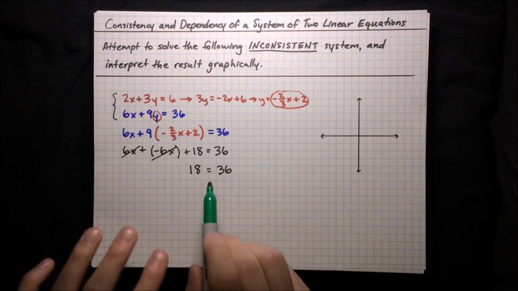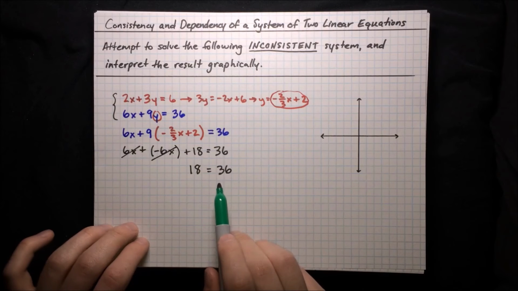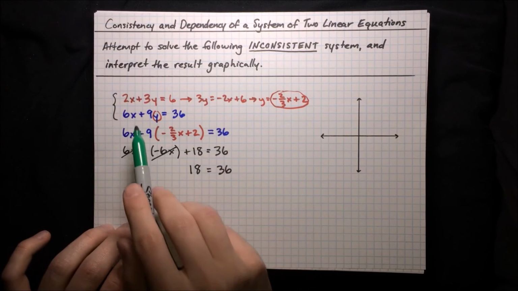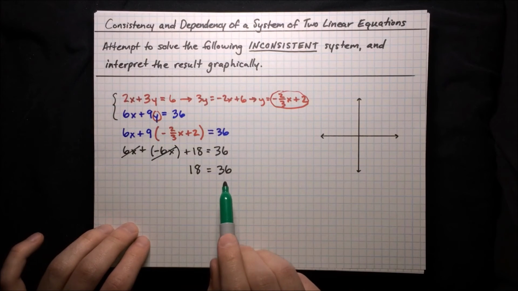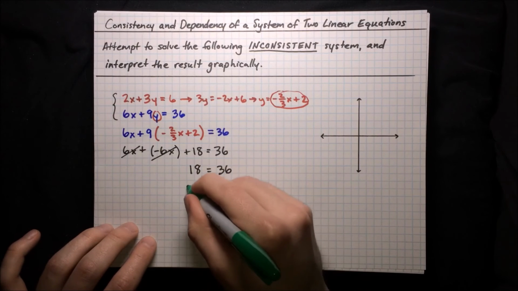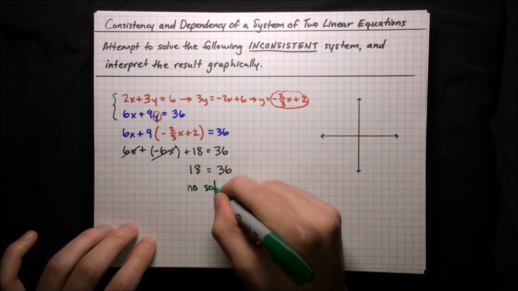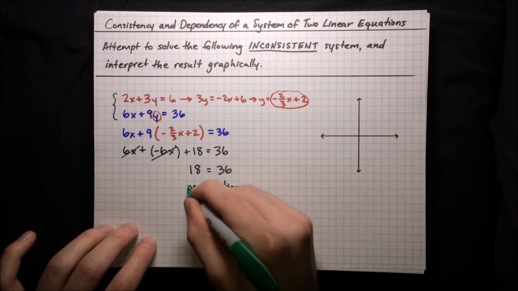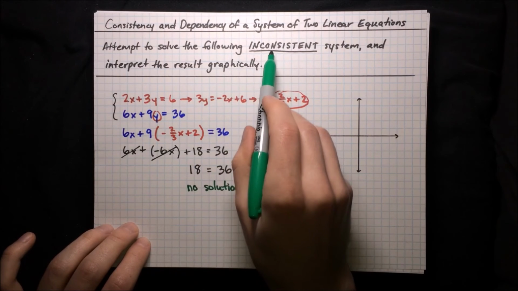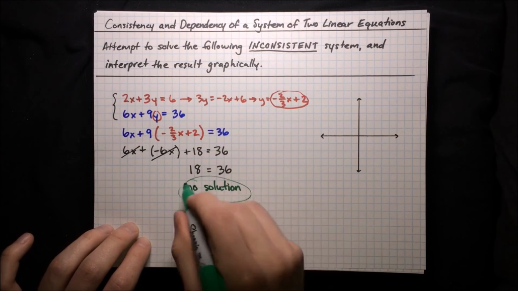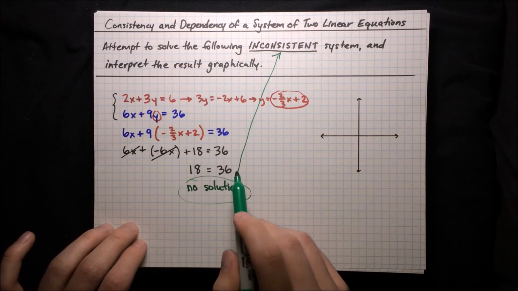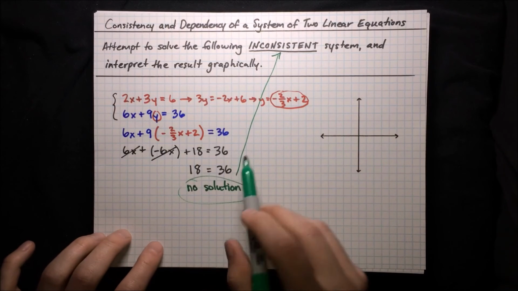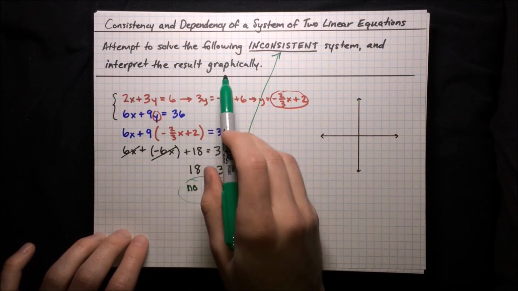But that's a false statement. 18 is not equal to 36, and no matter what we choose for x and y, 18 will still not be equal to 36. So there's no solution. No solution. And that means our system is indeed inconsistent. So no solution means it's inconsistent. Great. Okay, but now let's interpret the result graphically.